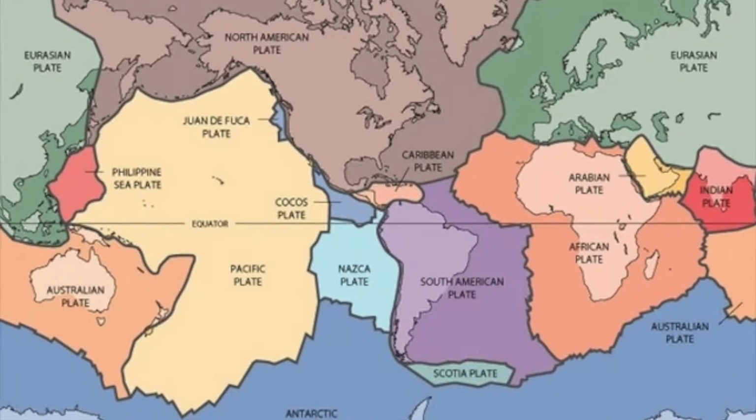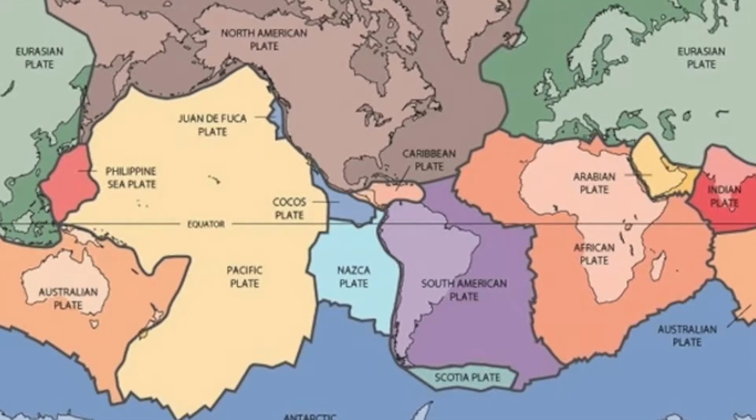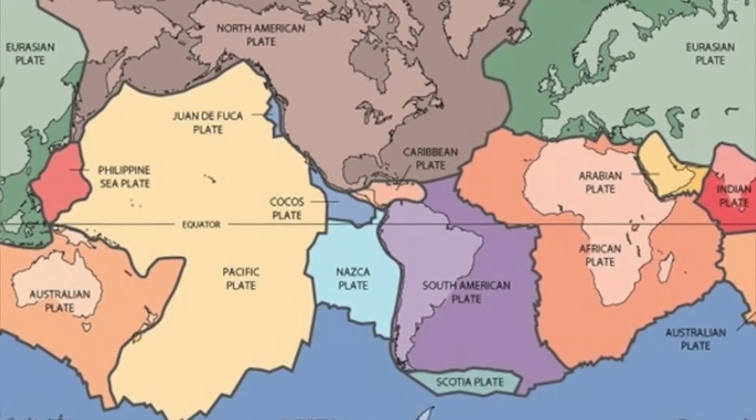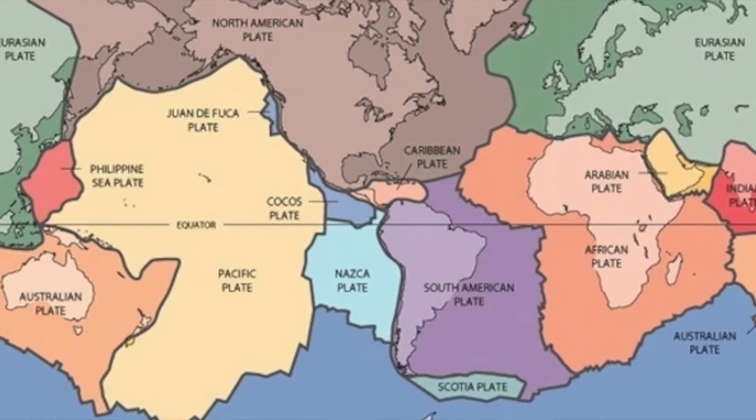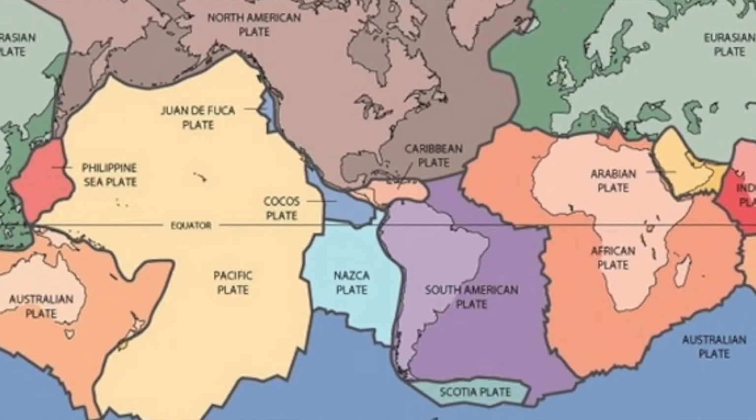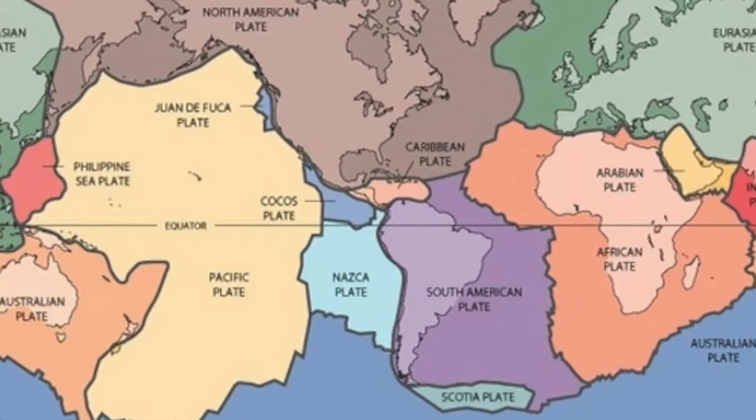In this map there are shown the tectonic plates of Earth. There are 9 main and other secondaries. The biggest plate is the Pacific Plate, with 103 million square kilometers. There are oceanic and continental plates.